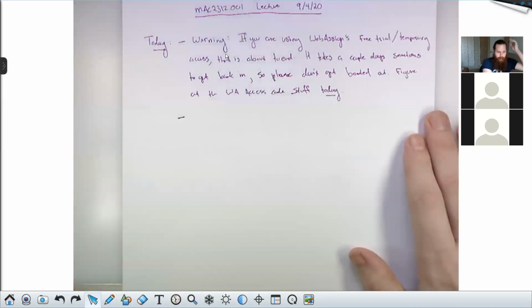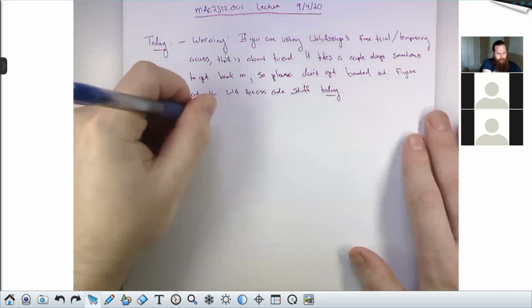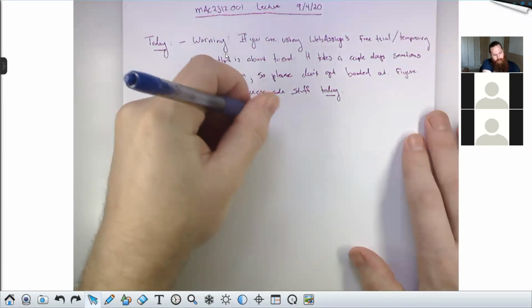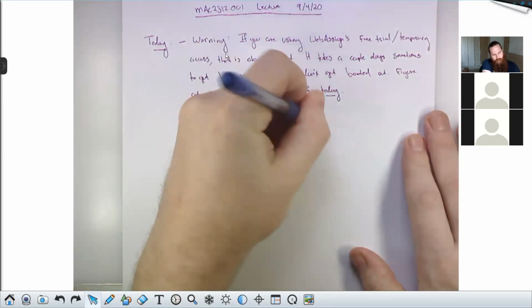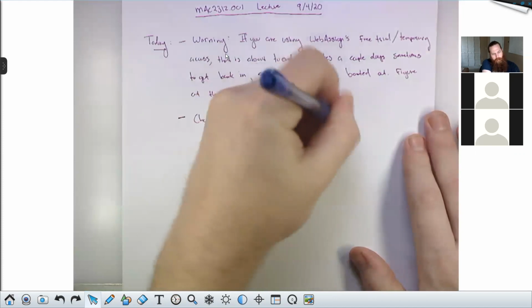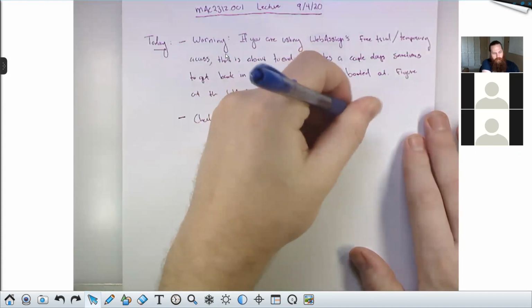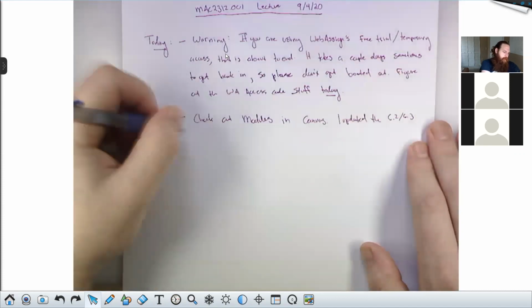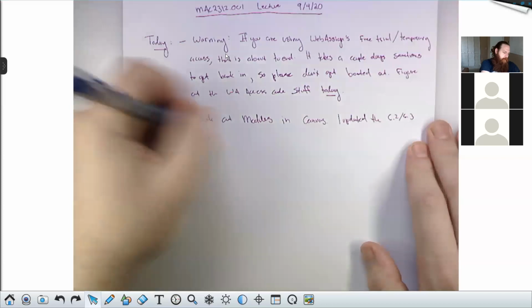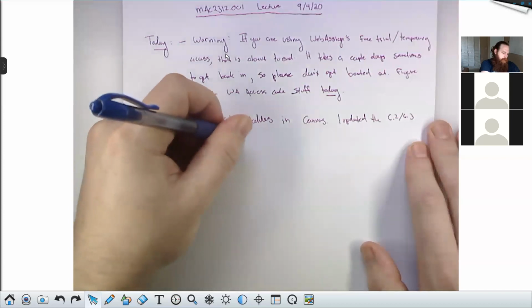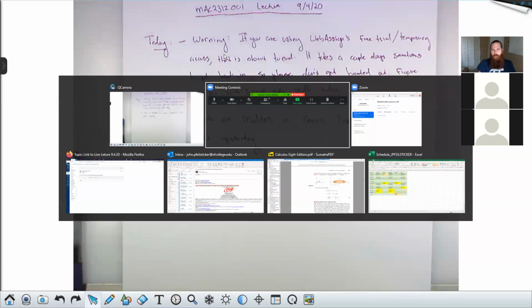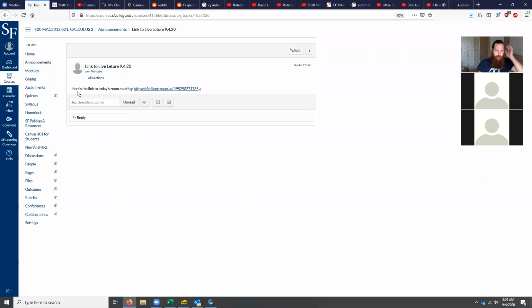Another little announcement-y thing, check out the modules in Canvas. I updated the 6.2/6.3 module yesterday. So I'll go ahead and show you really quickly. Of course, I won't take time to go through the whole thing, but I'll show you really quickly what I added.